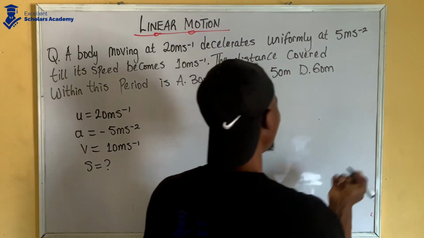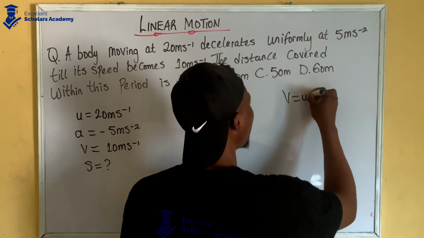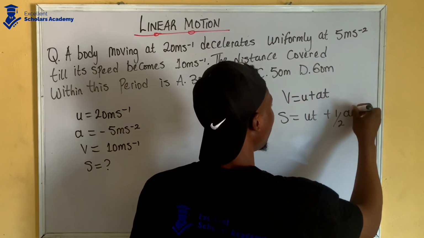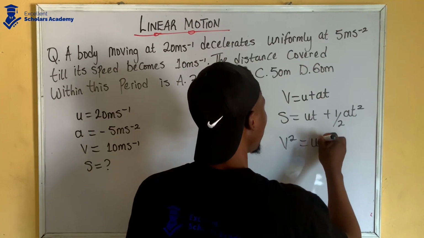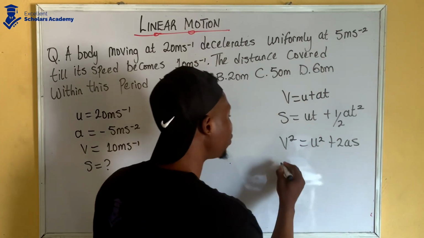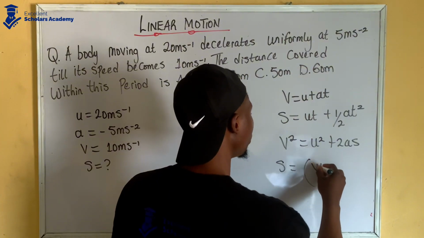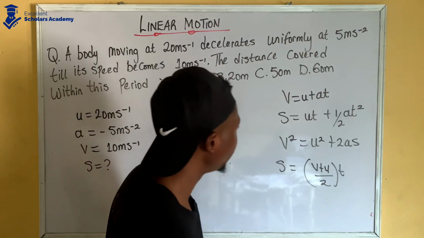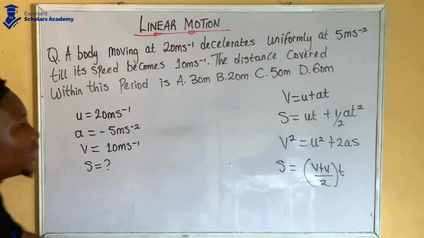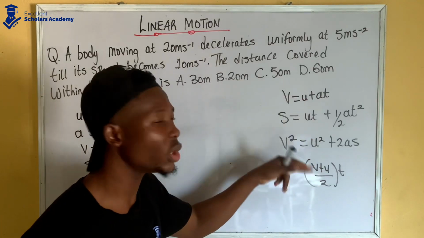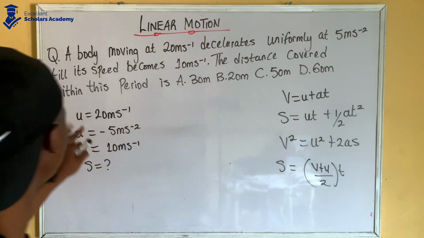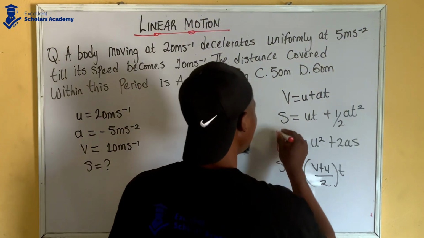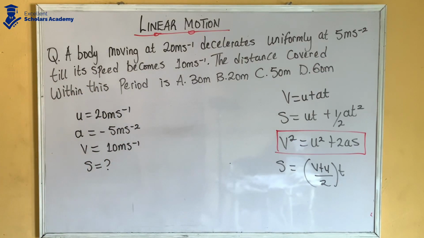Now the equations of motion we have v is equal to u plus at. We have s is equal to ut plus half at squared. And then we have v squared is equal to u squared plus 2as. Although we also have one that we use sometimes, s is equal to (v plus u) over 2 times t. These are the equations of motion, all right? Now, look at what we are given and look at these equations of motion. Which of these equations of motion can you use to solve this question, having all these parameters? Now, the one that has all these out of these equations of motion is this v squared is equal to u squared plus 2as, all right?